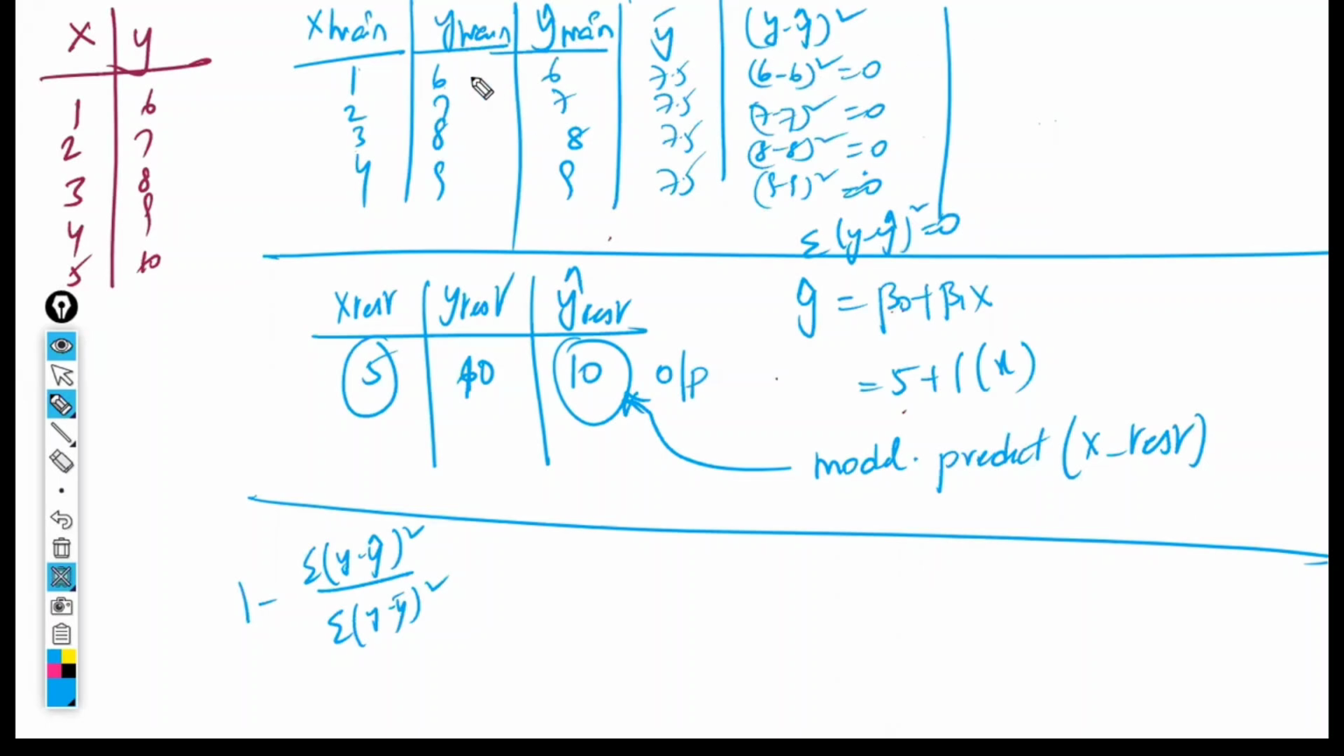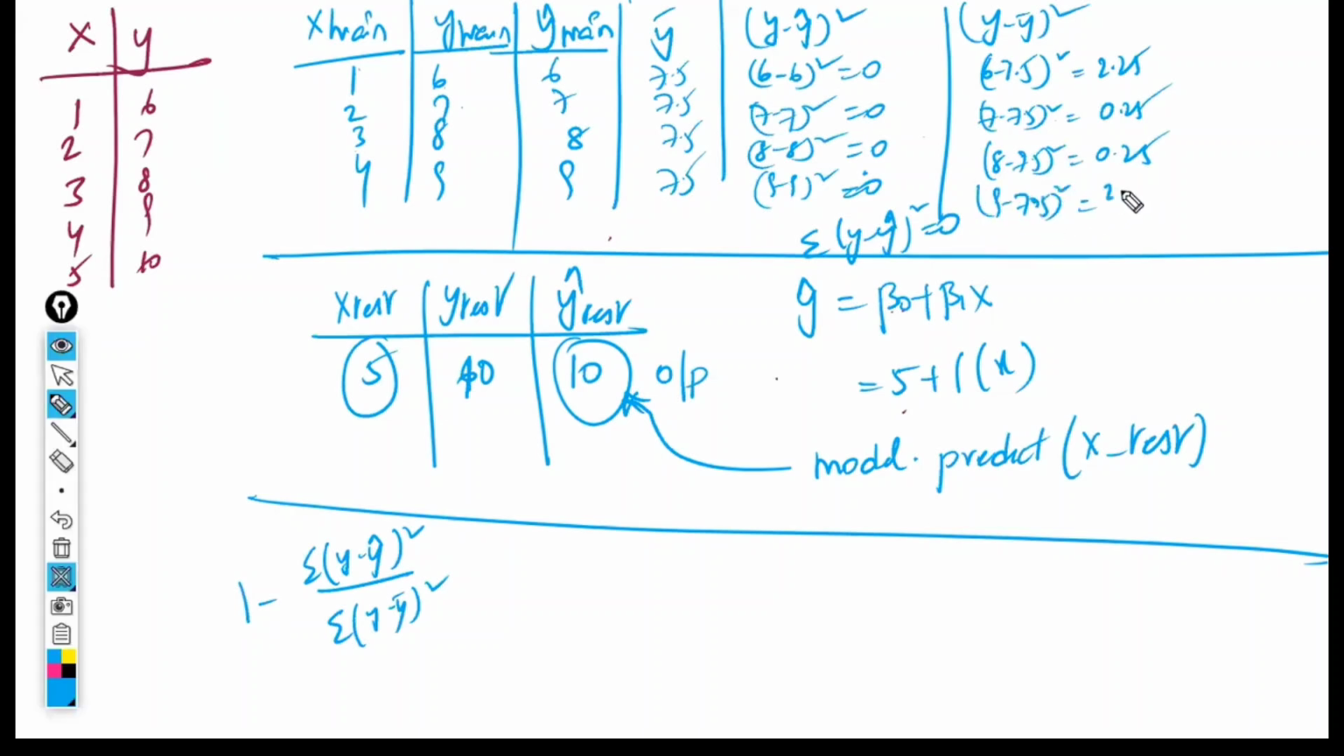Now, similarly, (y minus y bar) whole square you have to do. That is 6 minus 7.5 whole square, which is nothing but 2.25. 7 minus 7.5 whole square, that is nothing but 0.25. 8 minus 7.5 whole square, that is again 0.25. Similarly, 9 minus 7.5 whole square, which is nothing but 2.25. Sum of (y minus y bar) whole square is equal to 10. Total is 10. Sorry, 5. Just 5.